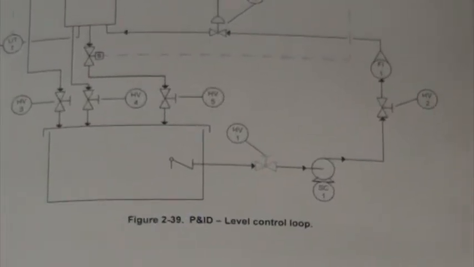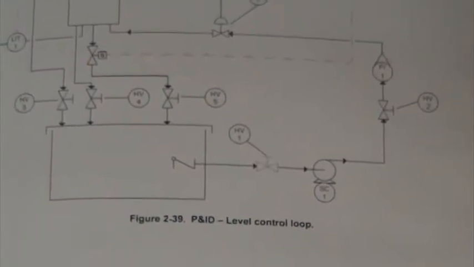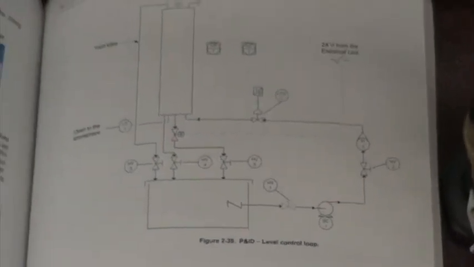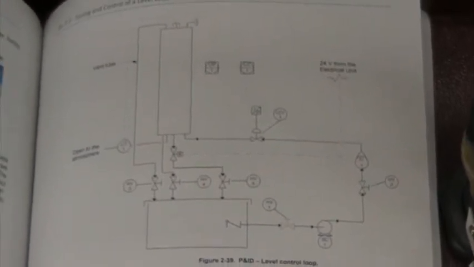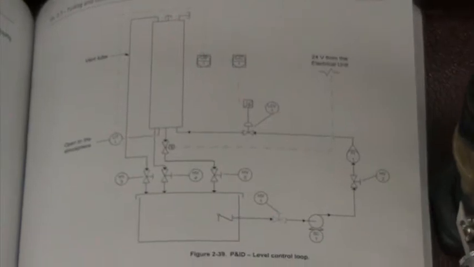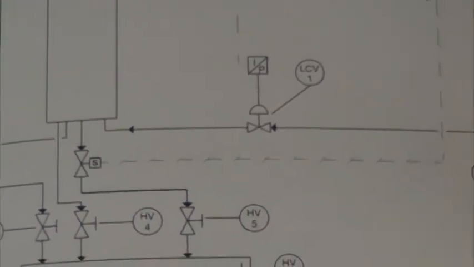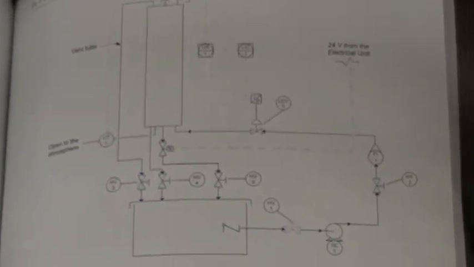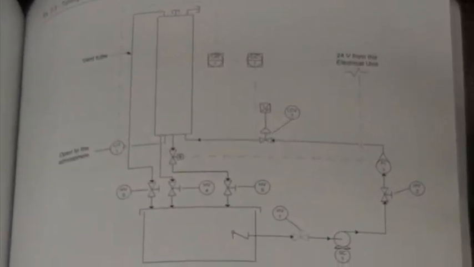In this video, I have set up the PNID that you see in figure 239 from your process control lab manual. The experiment consists of controlling the level of water in the column. The level of the water in the column is controlled by the flow through the pneumatic control valve. The pneumatic control valve is controlling the flow of water in the column, and that will be my process variable.